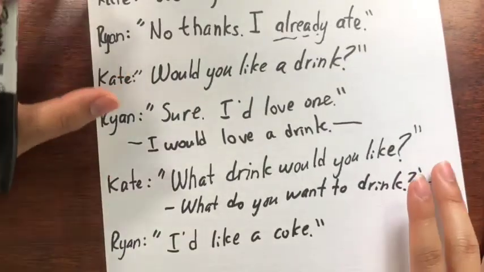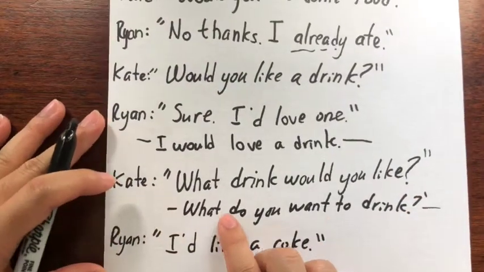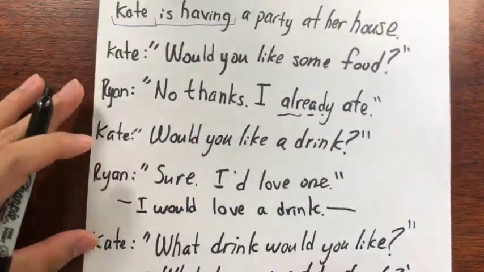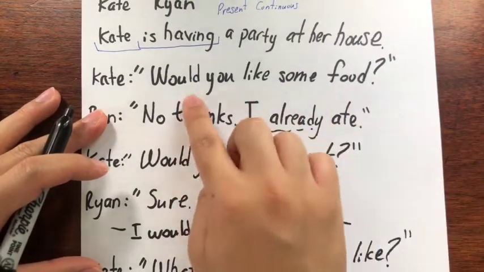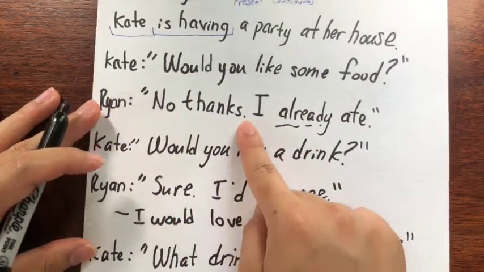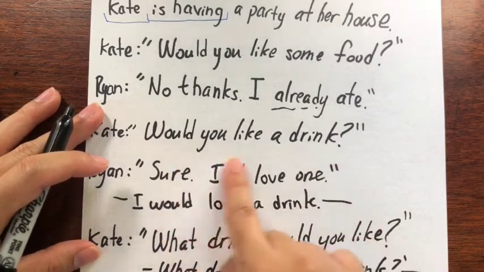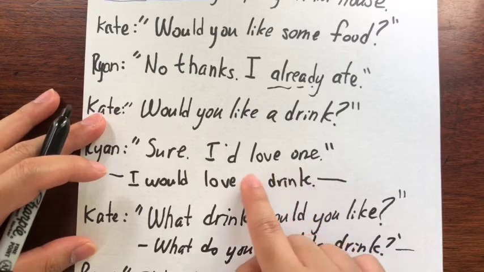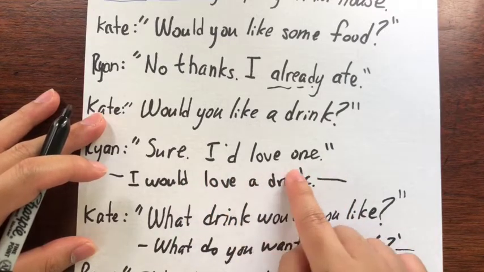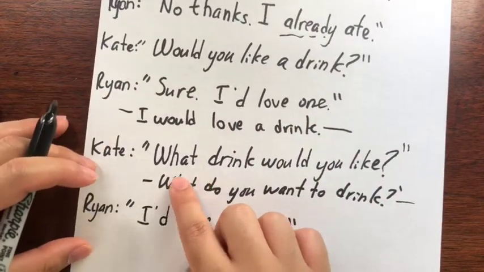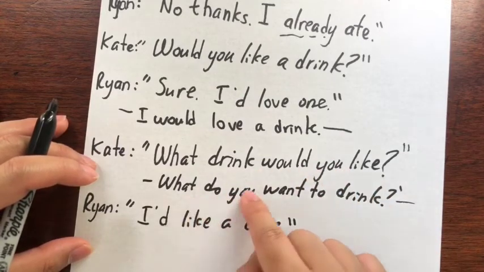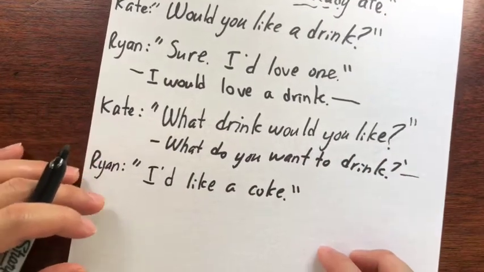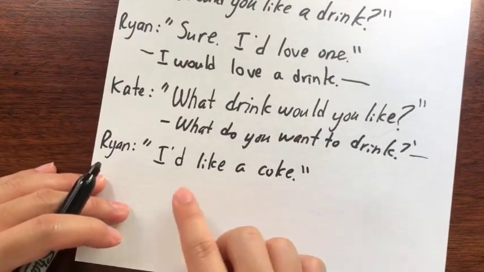So, this is how we use the word would. We use the word would to mean want. So, would you like some food? Do you want some food? No, thanks. Would you like a drink? Do you want a drink? Yes, I'd love a drink. I'd love one. Yes, I want a drink. What drink would you like? What do you want to drink? What drink do you want? I'd like a Coke. I want a Coke.